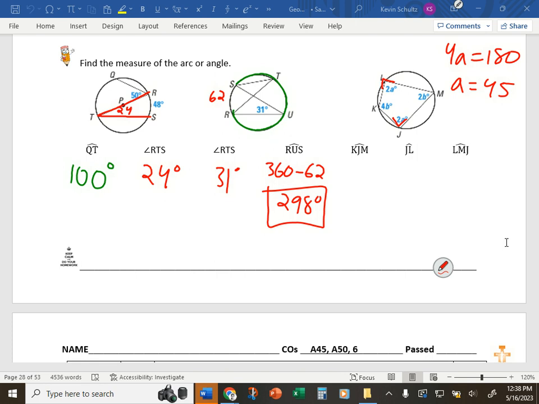Which makes this angle measure 90, and this angle measure 90 as well. Because if a is 45, two of them will be 90. Four of them make 180, which is what 90 and 90 is. Okay? The other two are 90?